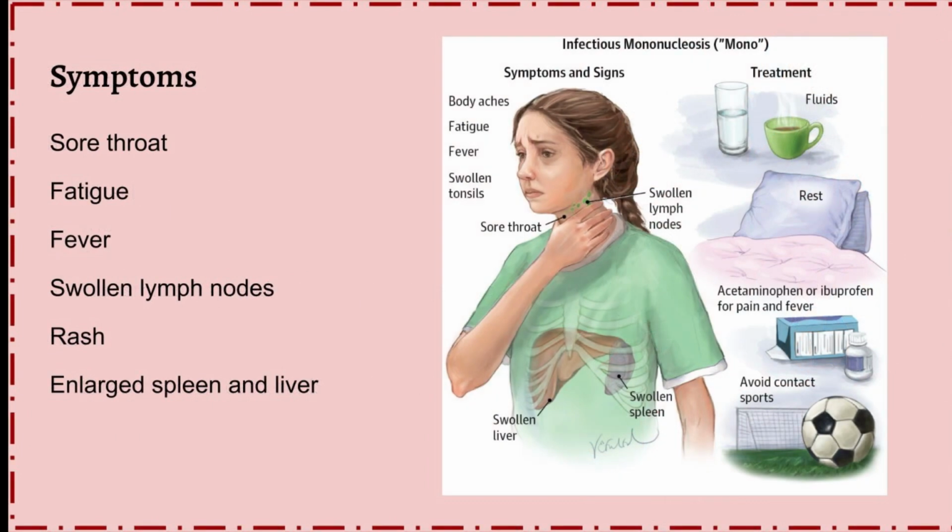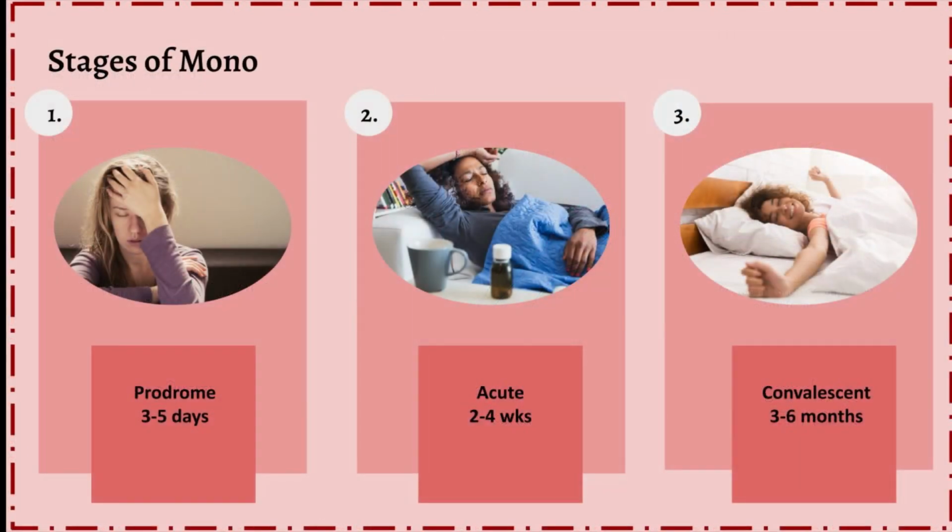And here are the symptoms of mono, and if you notice, it's similar to EBV. So you have the sore throat, fatigue, fever, swollen lymph nodes, rash, and enlarged spleen and liver. With mono, there are 3 stages that come with it. The first stage is prodrome, which takes 3 to 5 days, and this is where the symptoms begin to appear. The second stage is acute, which takes about 2 to 4 weeks, and this is when the symptoms begin to get worse. And lastly, you have the convalescent stage, which takes up to 3 to 6 months, and it's basically the recovery phase.